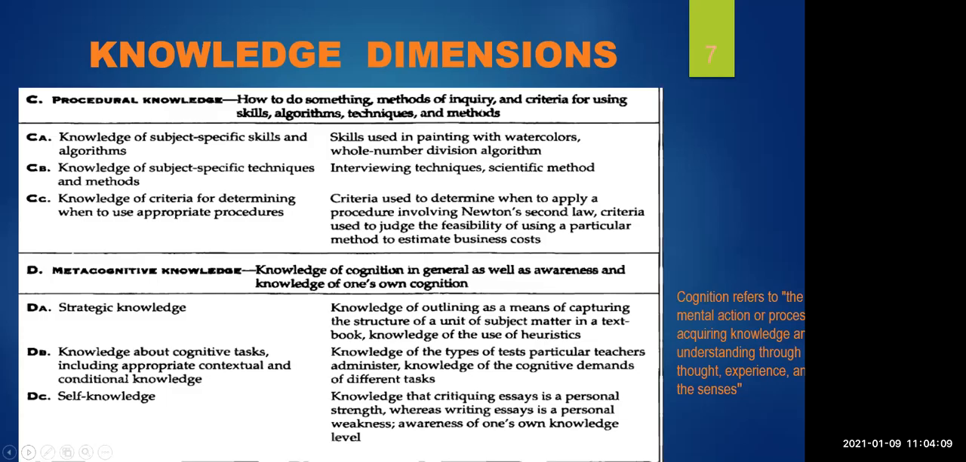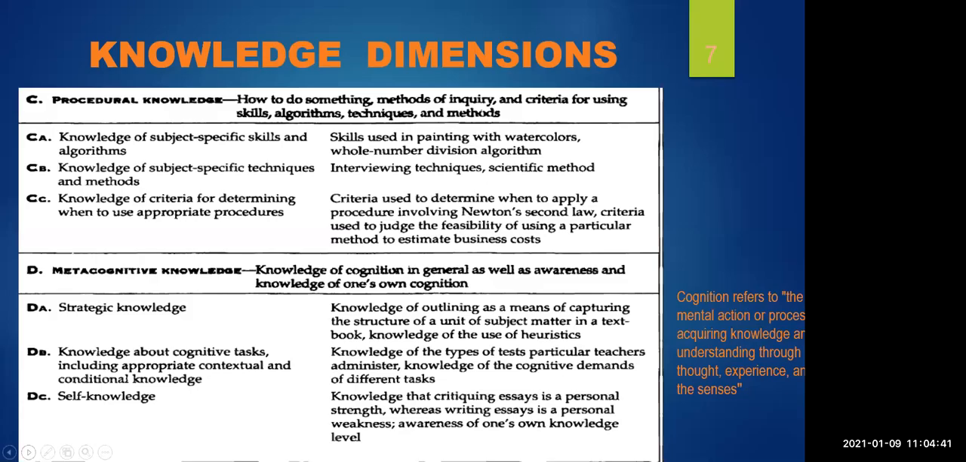Similarly, in a laboratory class, you instruct them how to operate the available facilities and how to verify the laws and regulations. Examples are skills used in painting with watercolors, drawing, engineering graphics, scientific methods, and algorithms. If you take a computer science staff, they will be talking about algorithms. Then there are criteria used to determine when to apply a procedure involving Newton's second law, or what condition applies the second law of thermodynamics, the third law. We know the laws; in conceptual knowledge, we are delivered the law.